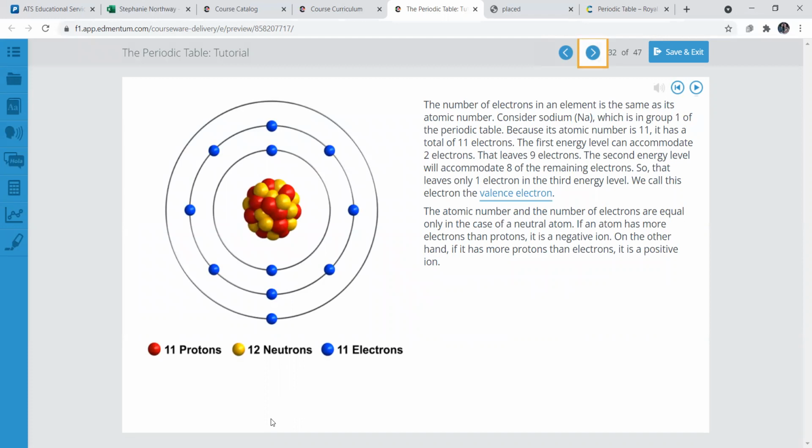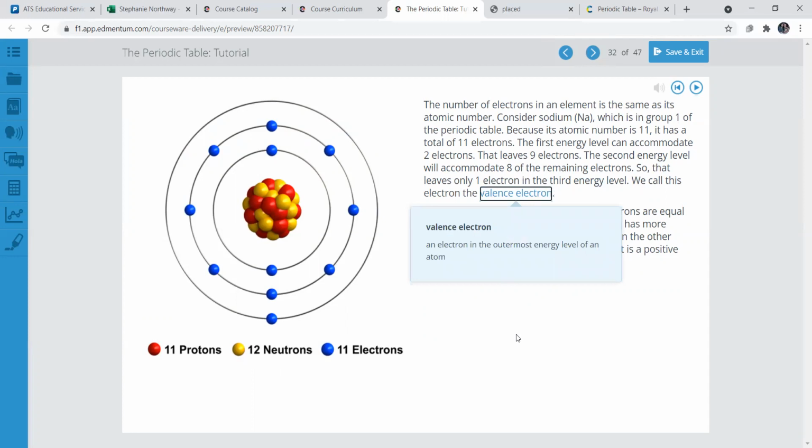Valence electrons, all right. Quick review. However many protons there are, there will be the same number of electrons, positive, negative charge. Protons are positively charged. Neutrons are neutral. They have no charge. Electrons are negatively charged.